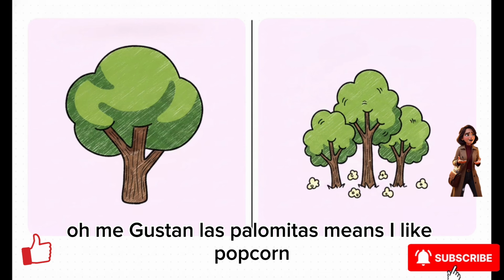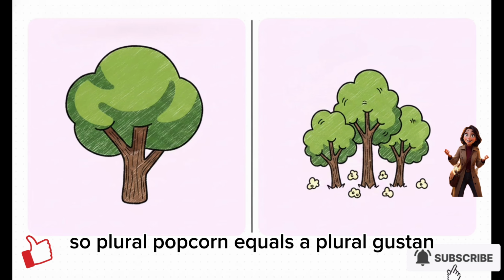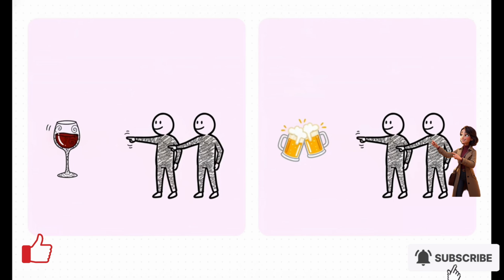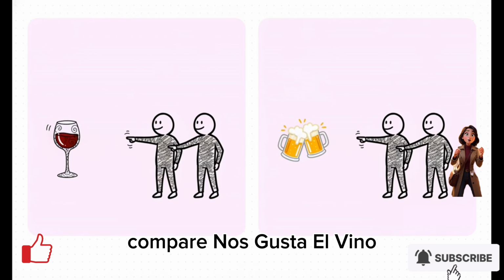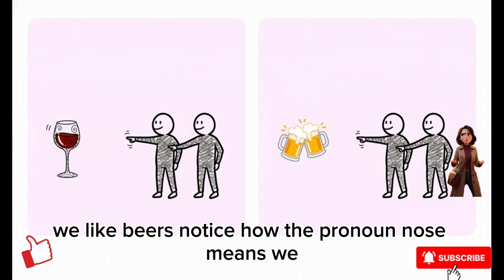"Me gustan las palomitas" means I like popcorn, and "palomitas" is a plural word specifically used in Mexico. So, plural popcorn equals a plural "gustan." Let's look at just one more contrast to really hammer this home, because it is such a common trap. Compare "nos gusta el vino," we like wine, with "nos gustan las cervezas," we like beers.